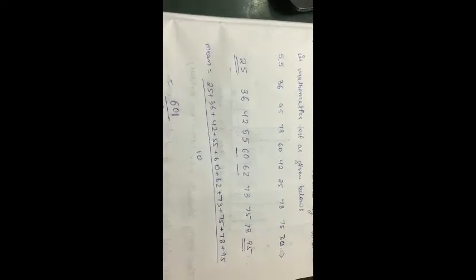Mode is the value that occurs most often. Since none of them is a repeated number, there will be no mode. Let's say that instead of 62, the value given is 60. In that case the mode will be 60, since 60 is repeated the most number of times, that is 2. So 60 will be the mode.